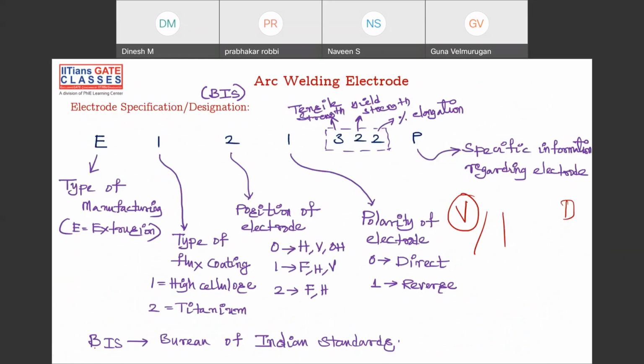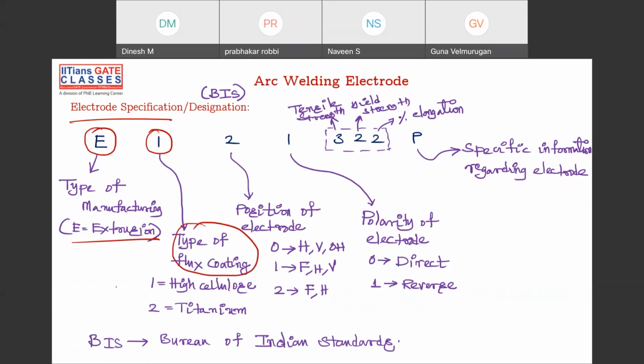We have seen all these things in the grinding wheel. Like that, here also the electrode has some specification. So this is E, that is the type of manufacturing, extrusion, whatever it is. And this one gives the type of coating that you're trying to provide onto it. The coating can be high cellulose, titanium, it can be anything.